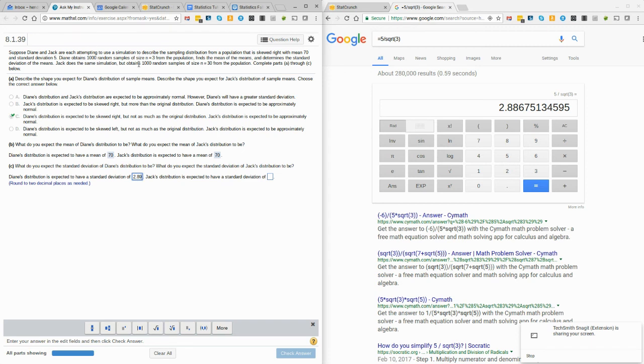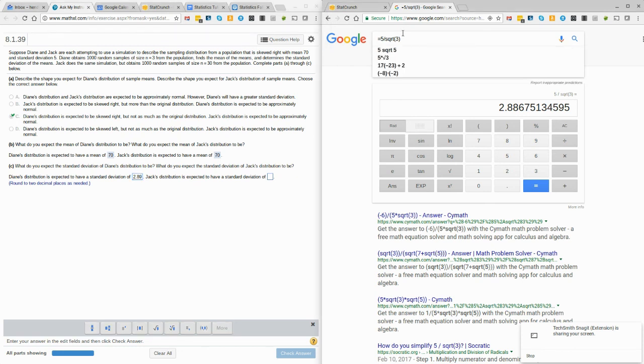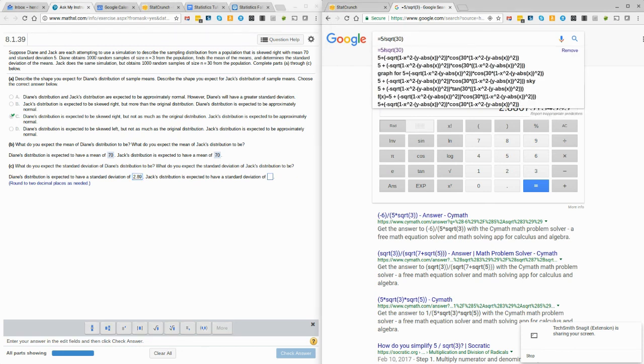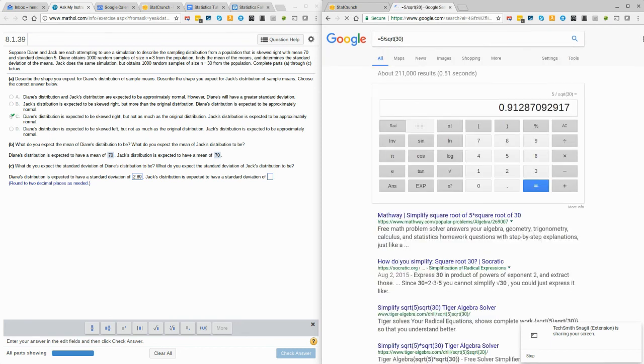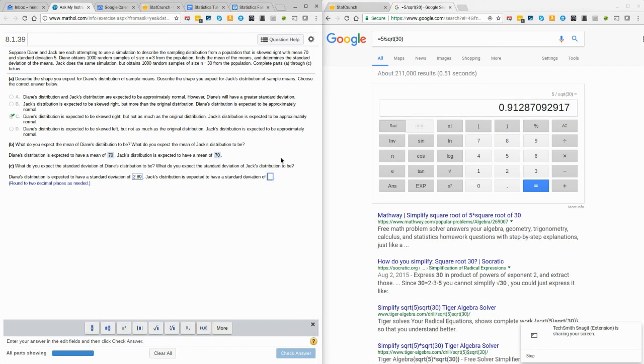And then all we have to do is change the 3 to a 30, right? Because Jack samples with a sample size of 30. And as expected, this standard deviation is a lot smaller than Diane's. It's 0.91.